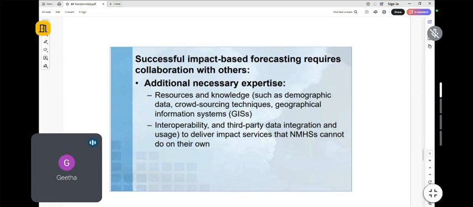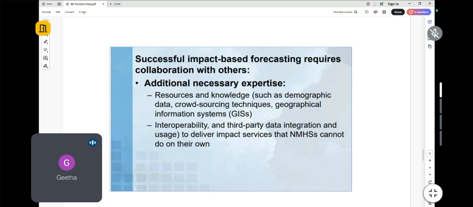Not only the meteorological hazard, we should know about the particular area very clearly: whether hills are there in that area, whether coastal areas are there, what kind of occupation the people have, what is the population density. All this information is required. So we need more resources and knowledge, such as demographic data.